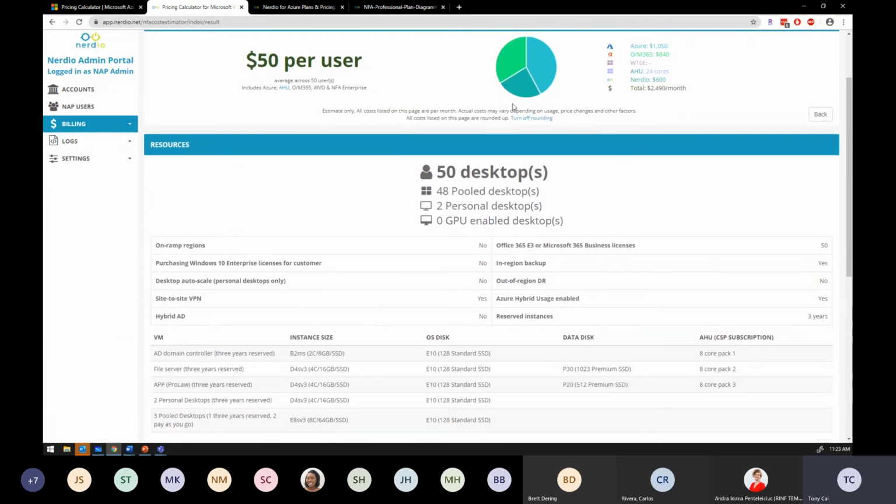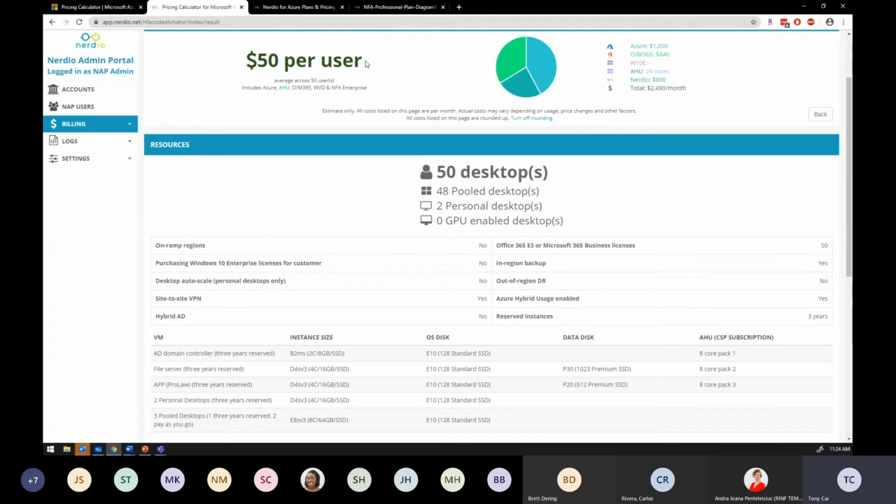So the $50 per user per month consists of Azure costs at $1,050, Microsoft 365 costs at $840. Windows 10 licenses is included in that Microsoft 365, so we ignore that. We have your Nerdio cost at $12 per seat. At 50 seats is $600. You have your $2,490 per month divided by 50 gives you $50 per user per month.